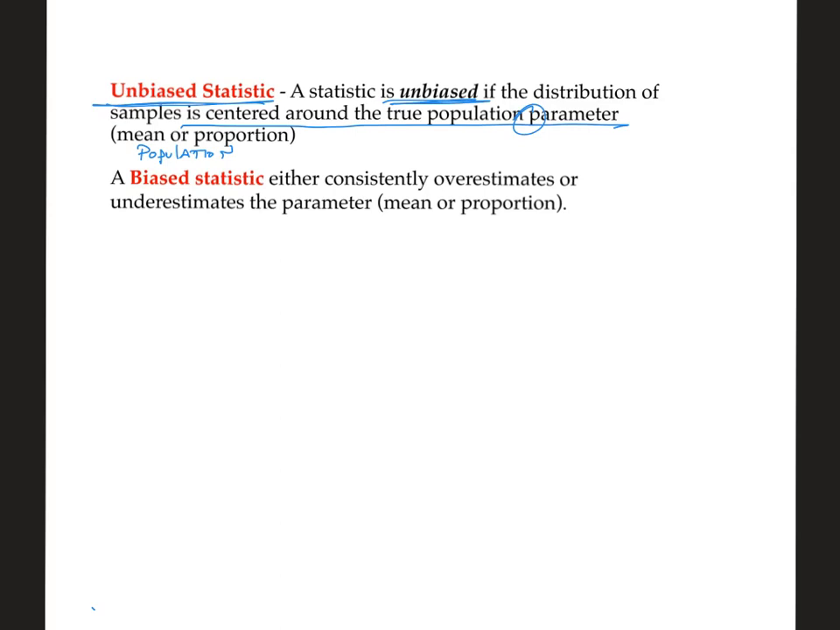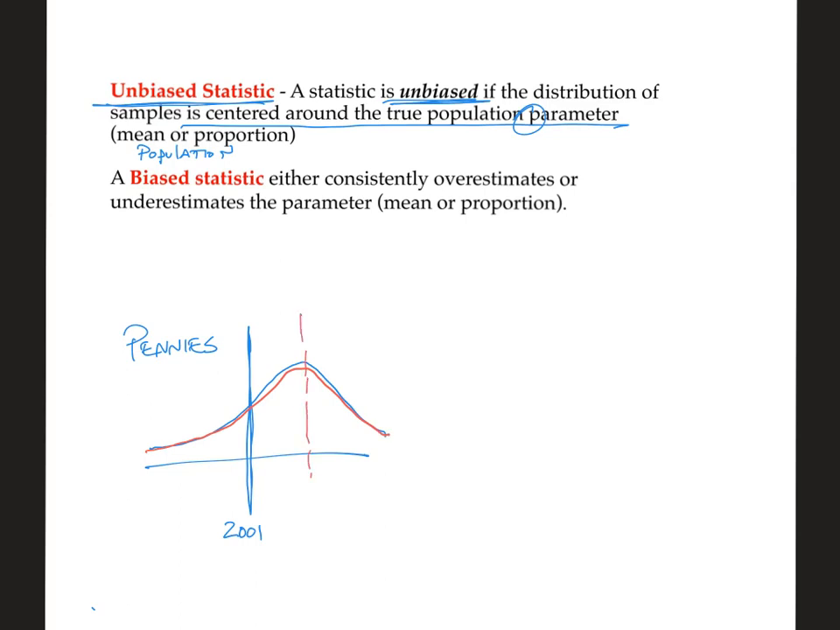So, okay, if we were talking about our pennies graph, and let's say our dot plots had turned out to look kind of like that, but let's say that this right here was the true average year. So let's pretend that that was the year 2001. Do you see how the center of that distribution does not match what the true population mean was? So this would be biased.